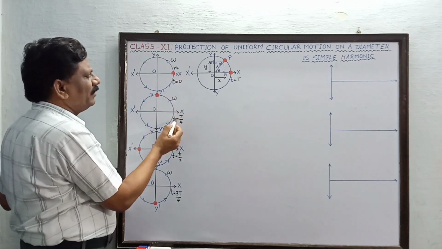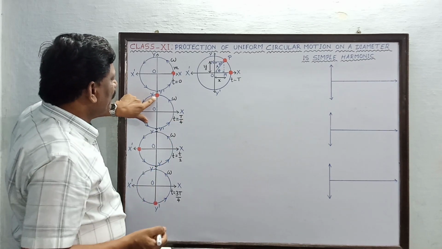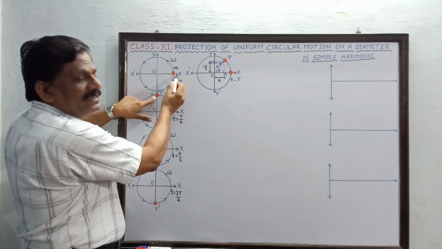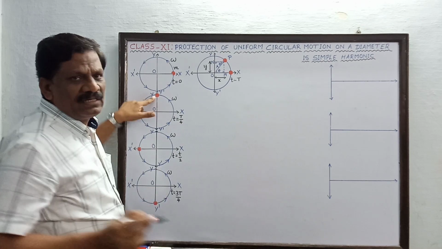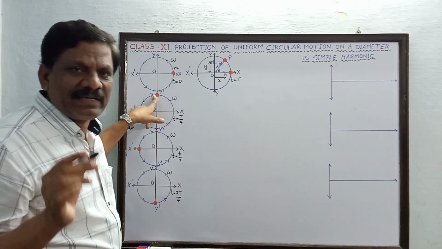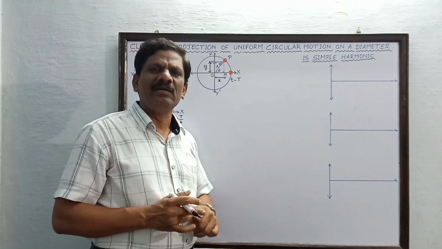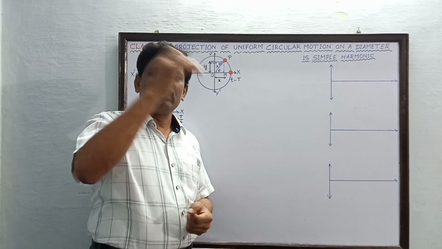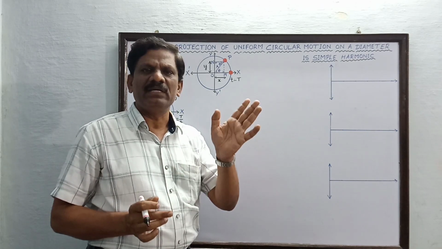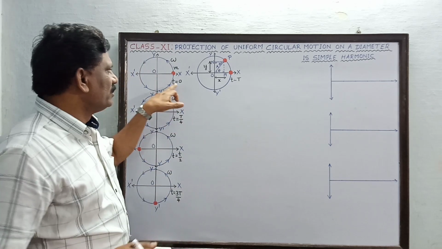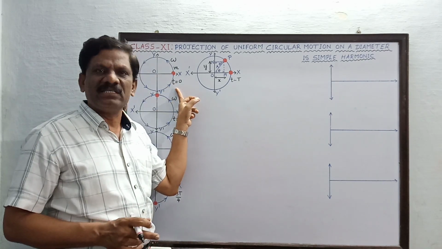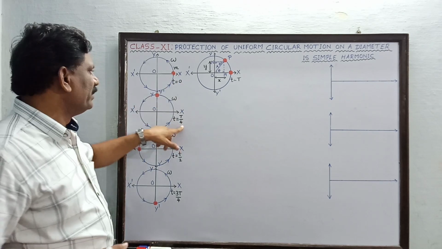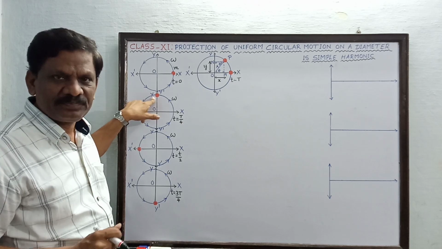After some time the particle will reach this position along the y-axis. It started from the x-axis, and now it has reached the y-axis. It should have taken a time equal to 1/4 of the period of revolution, because it is uniform circular motion. The period of revolution is capital T, so 1/4 is T by 4. So at t equal to 0 it started from the x-axis, and at t equal to T by 4 it is at this position Y.